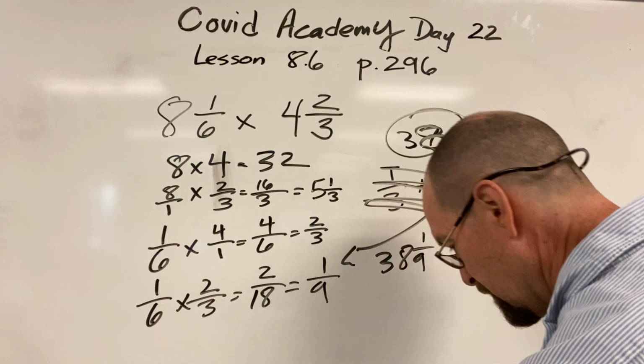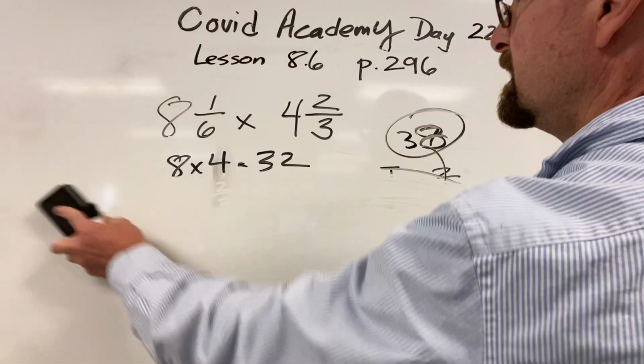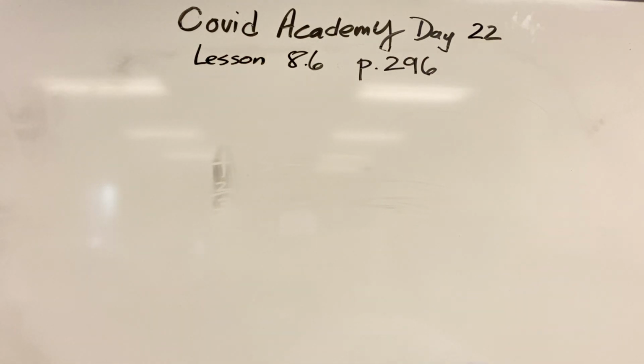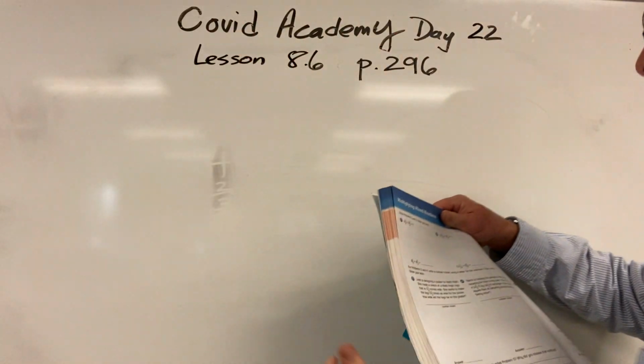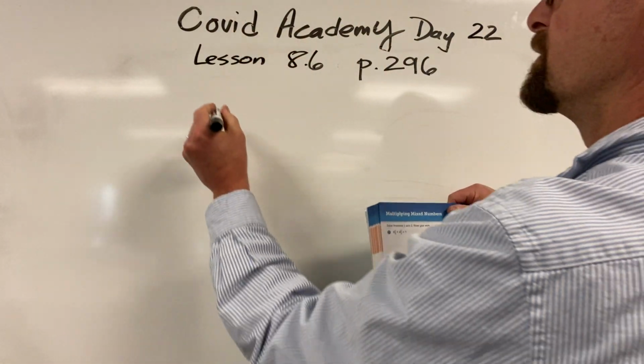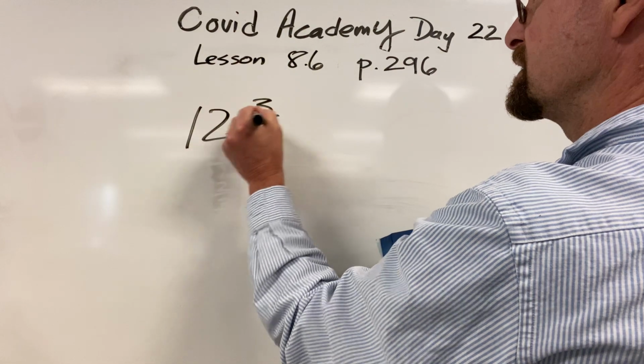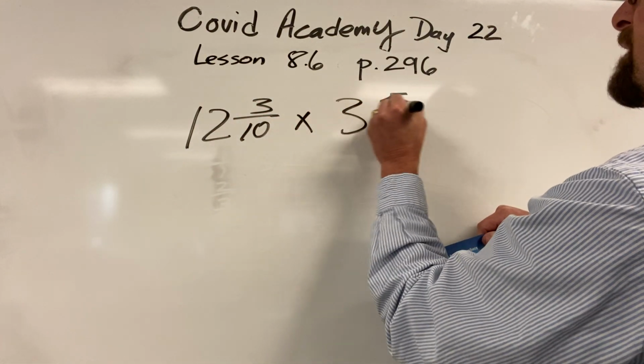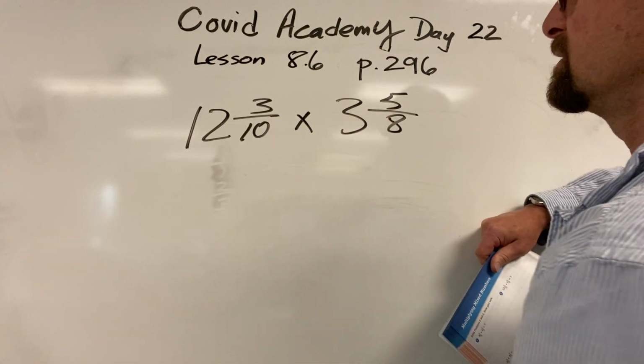Okay, let's do number 2. If you did them out as impropers and then said, I can't figure out how to make it proper, it would have been 686/18. Bad choice on you. Let's do this one. 12 3/10. Yes, that's right. What a lovely fraction. Times 3 5/8. Okay, let's do it the same way.